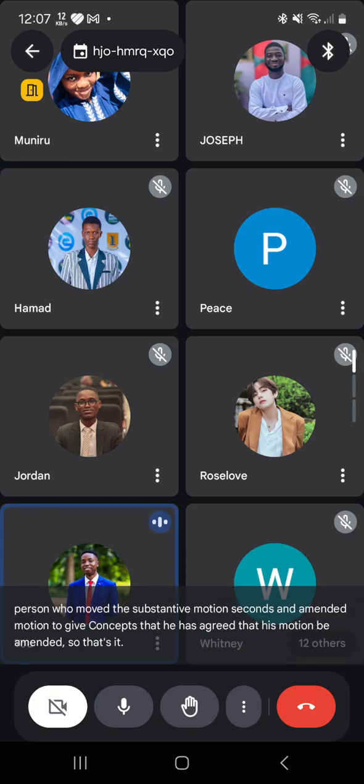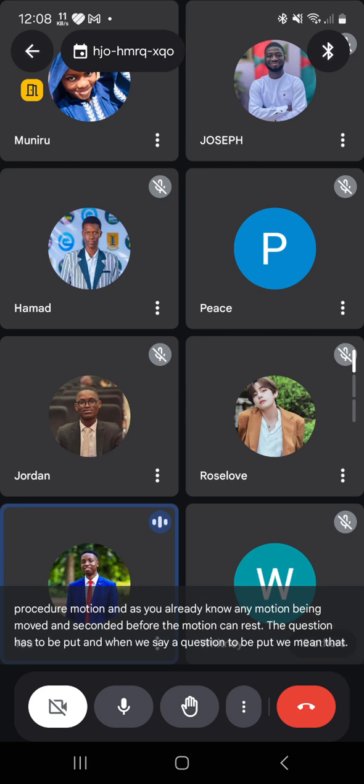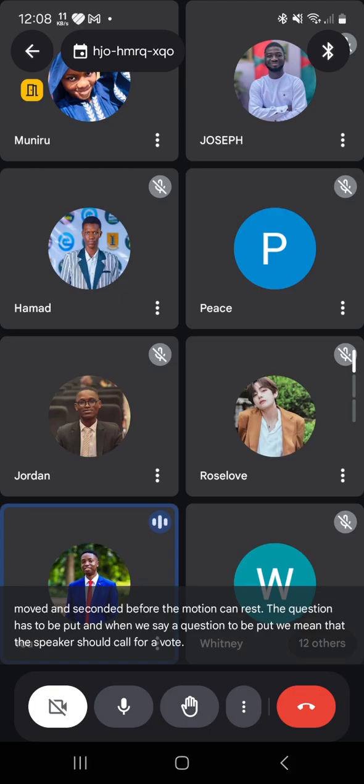So that is it on motions. Any motion that has not been put on the order paper becomes a substantive motion, and any other motion put on the order paper is procedural. And as you already know, with any motion moved and seconded, before the motion can rest, the question has to be put. When we say the question is to be put, we mean the speaker should call for a vote on that question for the House to reach a determination.